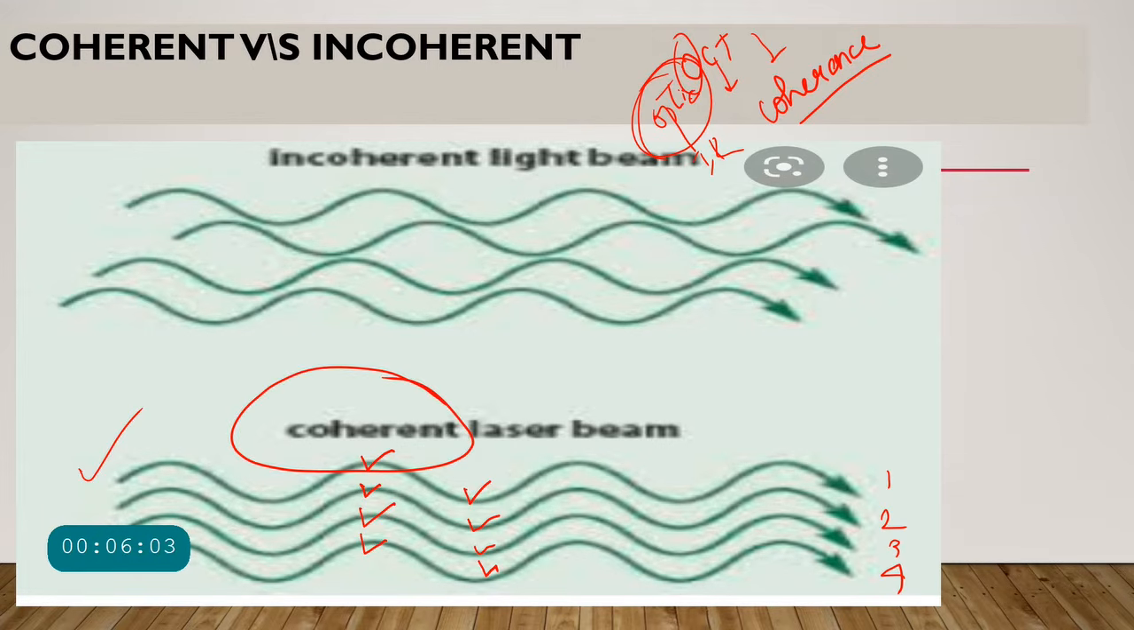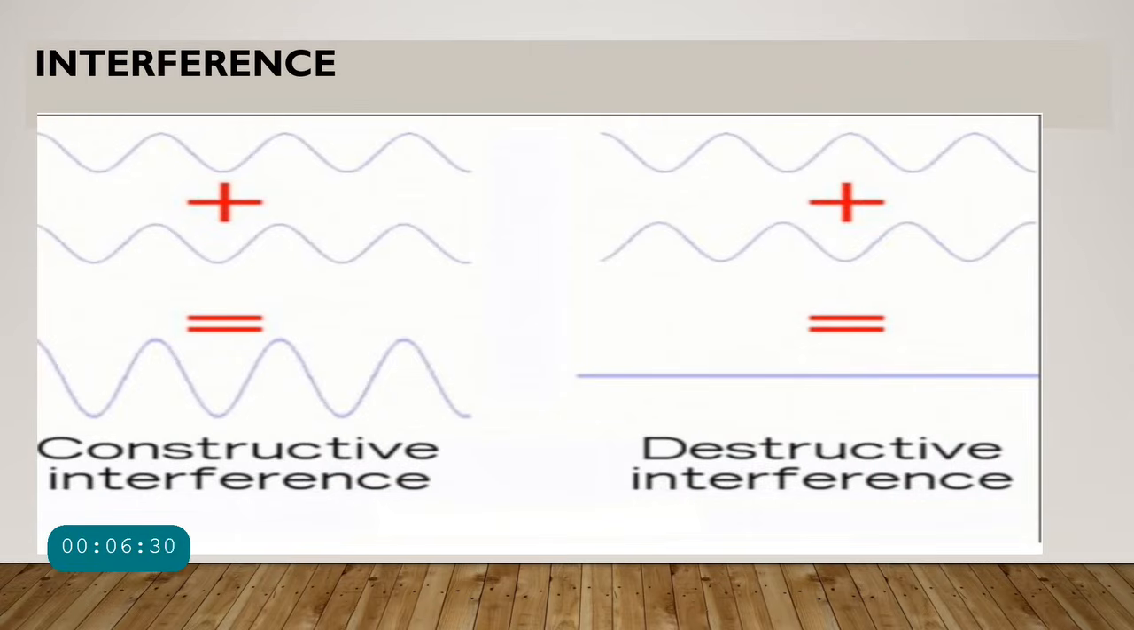Okay, they are in the same phase. So what do we call them? We call them coherent waves. Whereas an incoherent light beam is one in which the crest is not coinciding with the crest of the other wave. As you can see, the crest is here in the first wave, the second wave crest is here, the third wave crest is here, and the fourth is here. So they are not coinciding with each other, and therefore such a wave is called an incoherent wave.